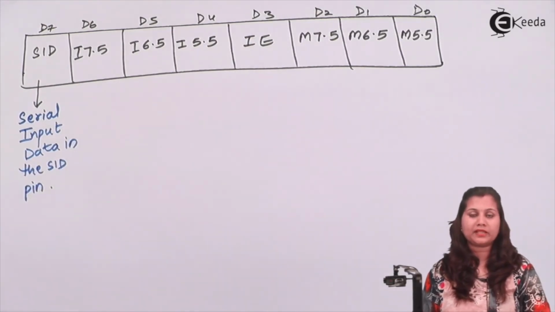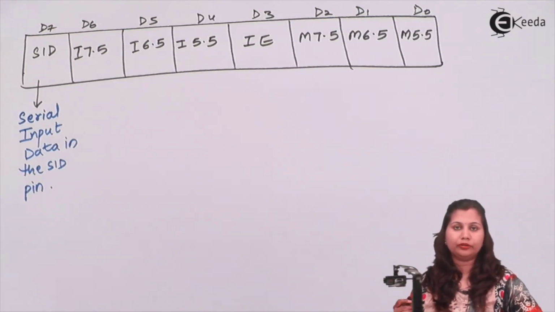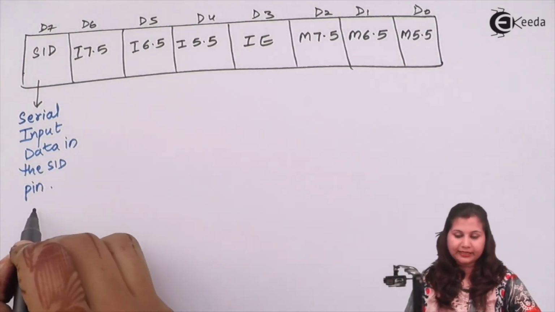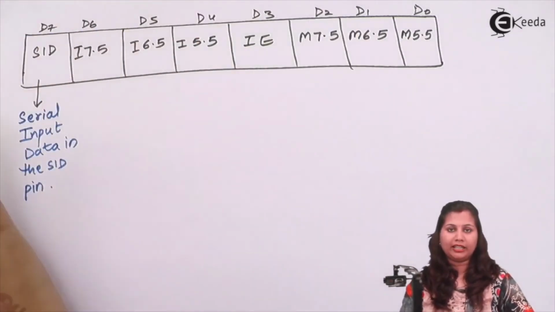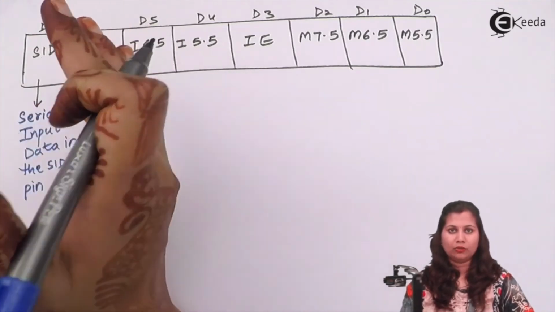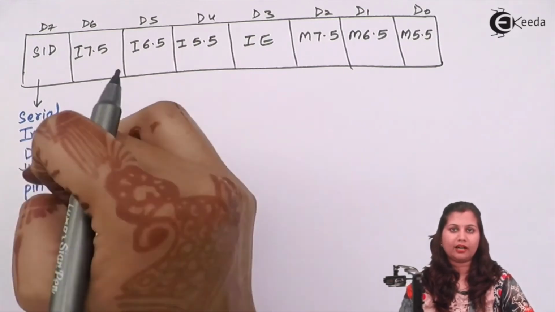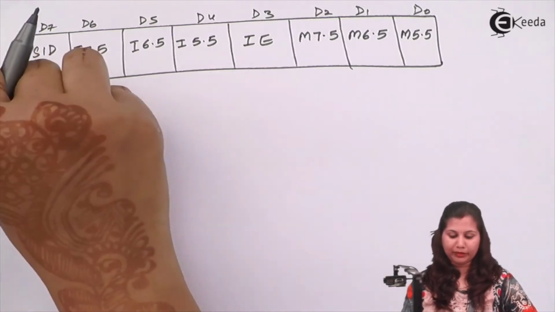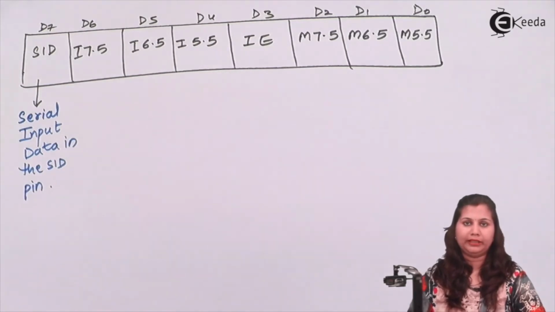So when the microprocessor is performing serial data communication, the external device will give the serial input data to the microprocessor. That data will be provided at the SID pin. If it is 0, then this bit will become 0. If that data is 1, then this bit will become 1. So this bit changes according to the serial data pin input; whatever bit is available on the SID pin will come here in the D7 bit of the accumulator.